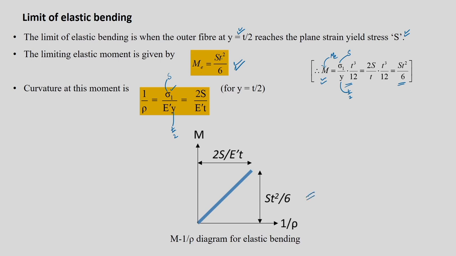This can be represented in a moment curvature diagram. Like we have a stress strain diagram, we can also have moment versus 1 by rho. If you plot it, you will get a straight line, and this particular height is nothing but your elastic moment, M e, which is s t square by 6, which you already evaluated, and this 2s by E dash t is nothing but your 1 by rho when you reach M e. Both are represented in this diagram. So, this is the moment curvature diagram for this case. These results will be useful for us in the analysis that we will discuss in the next section.